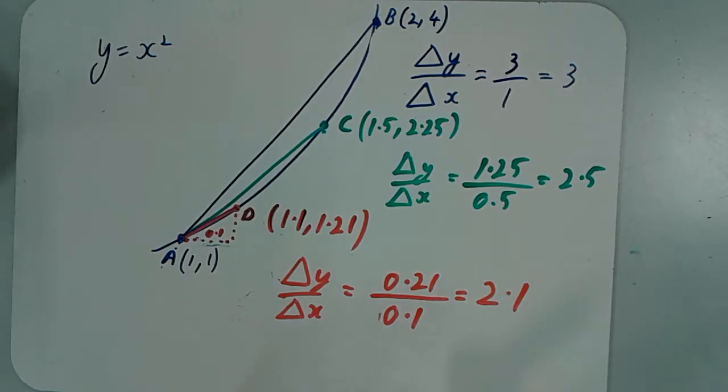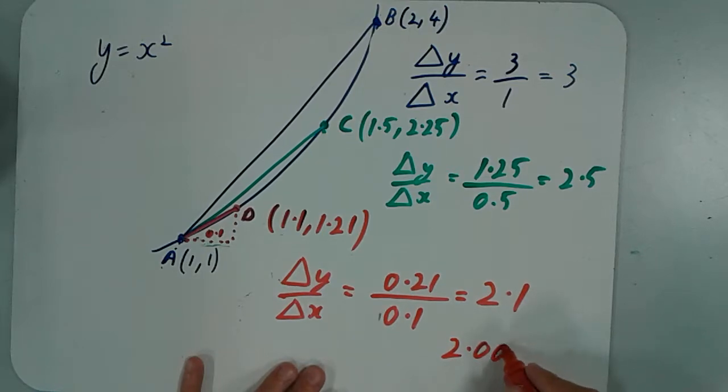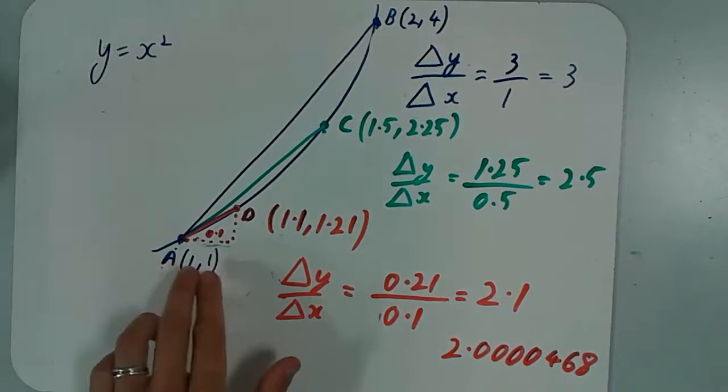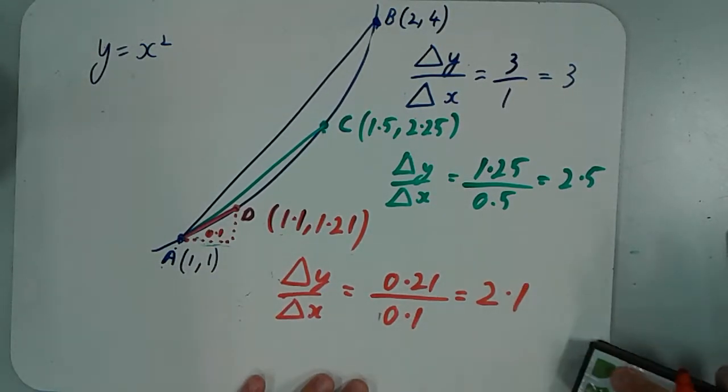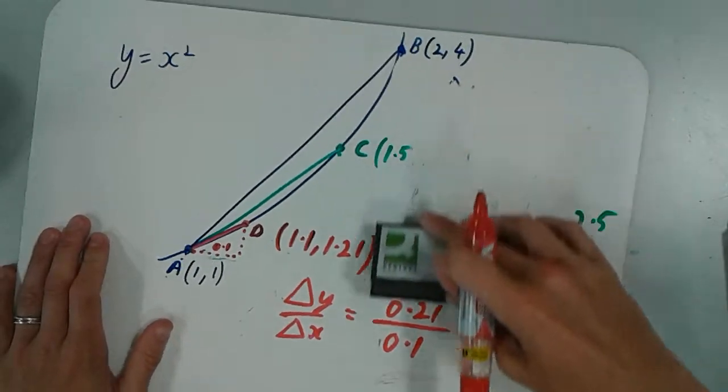But how do we know that 2 is the exact gradient? How do I know that this isn't converging to, say, 2.00000468? Because I'd have to get very, very close. How do I know it's not that? Well, let's have a look at generalising this idea. So let's just clear this board.